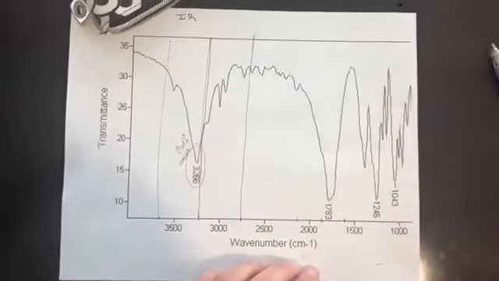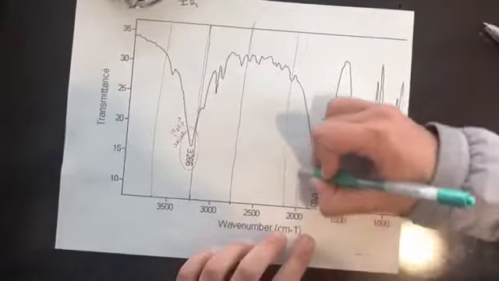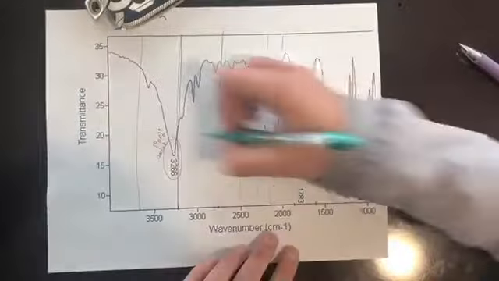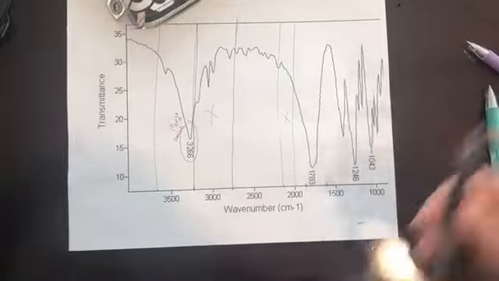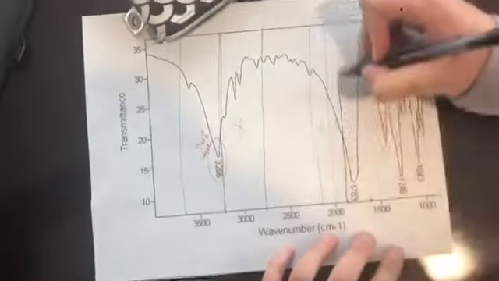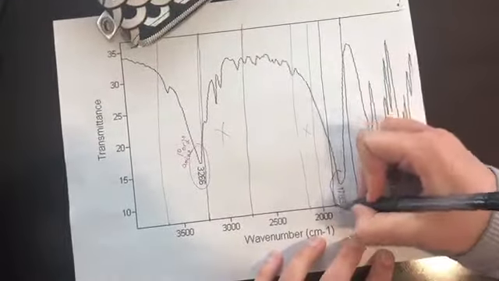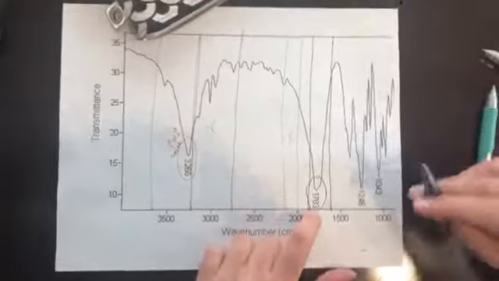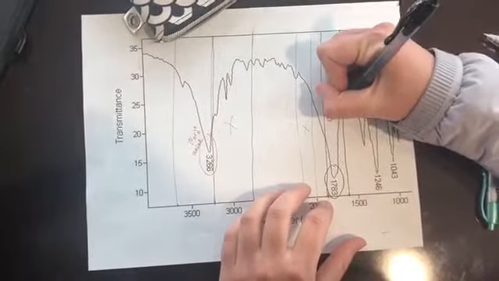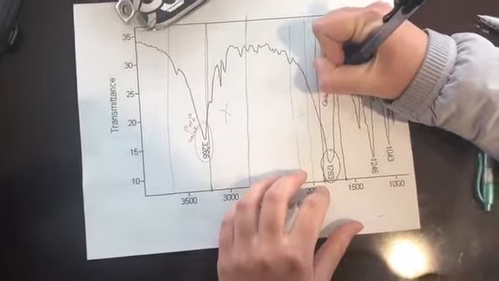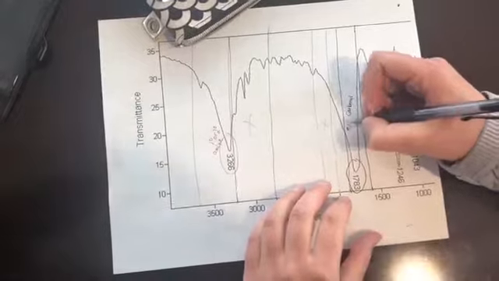So we're going to move on to zone 3, which is right here. And there's nothing in this zone either. So then we're going to move on to zone 4. And in this zone, there's a dip right here at 1783, which stands for a carbonyl. And in my molecule, it stands for an ester.